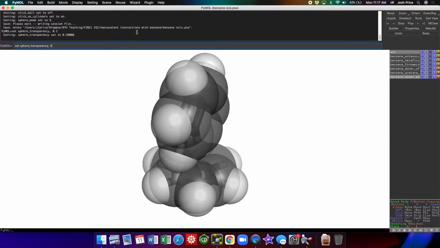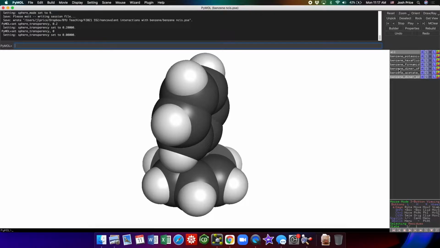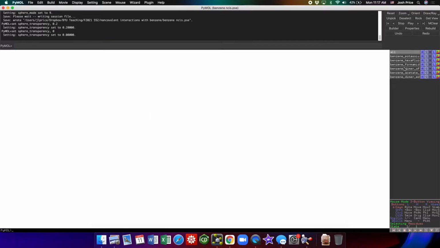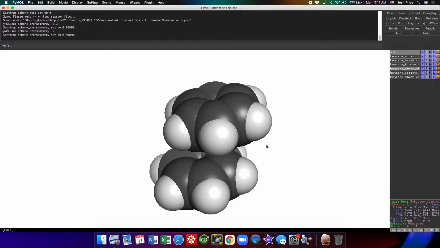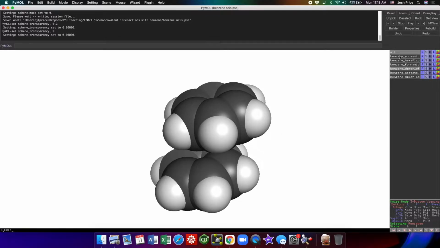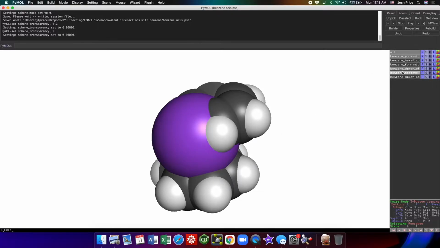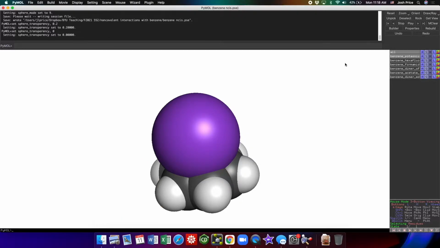That's better. Okay, so we've seen the T-shaped benzene dimer. We've seen the offset stacked dimer. We've seen the cation pi interaction. Whoa! We need to turn some things off there. Okay.